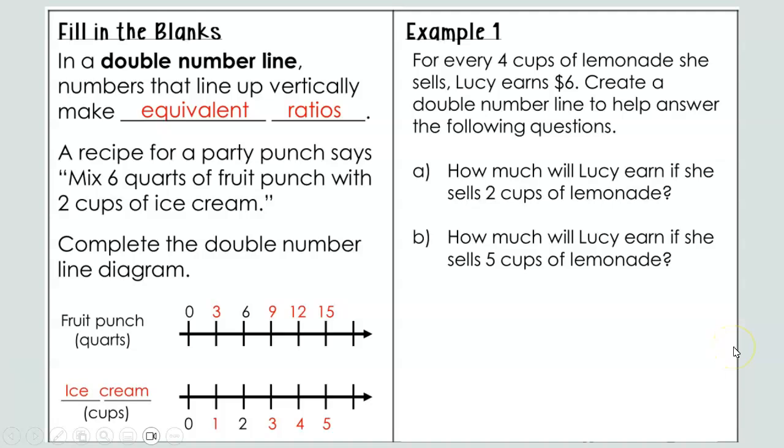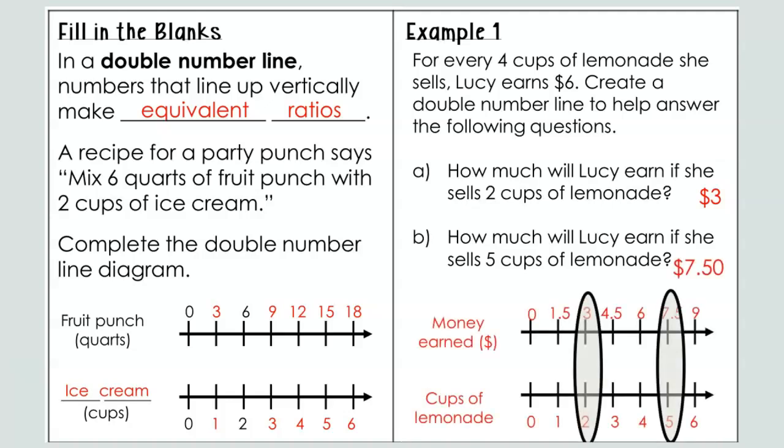Example 1. For every 4 cups of lemonade she sells, Lucy earns $6. Create a double number line to help answer the following questions. How much will Lucy earn if she sells 2 cups of lemonade? And how much will Lucy earn if she sells 5 cups of lemonade? Well, Lucy will earn $3 and she will earn $7.50. And we know this by looking on the double number line.